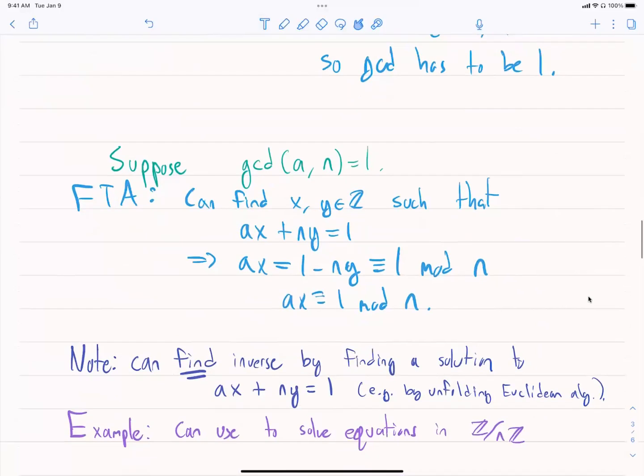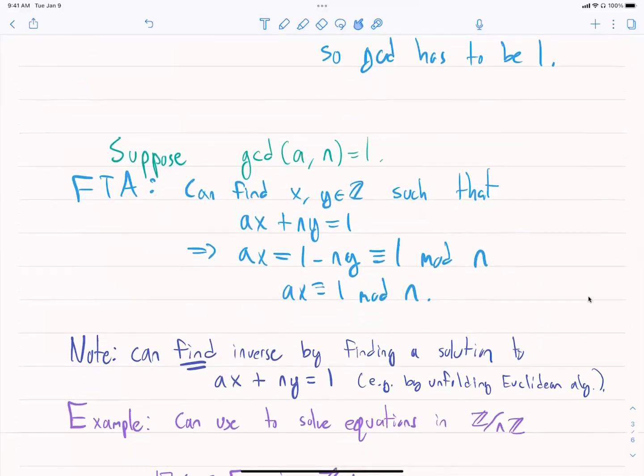Another thing we learn when we do this is an algorithm for finding the inverse. When we write ax plus ny is equal to 1, then x is going to give you the thing that encodes the multiplicative inverse. To get the multiplicative inverse of a in Z mod nZ, you just shift x by a multiple of n until you're between 0 and n.